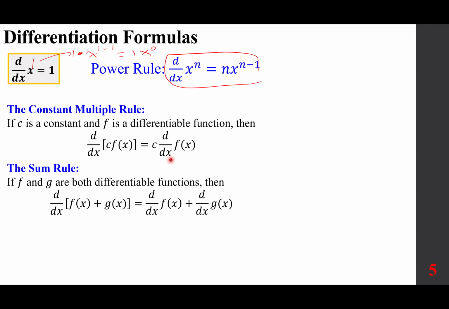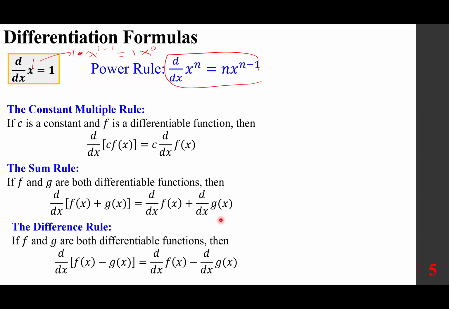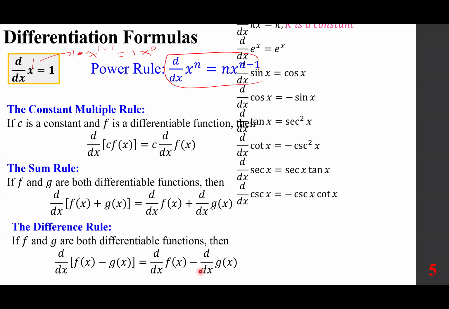The sum rule says the derivative of the sum is the sum of the derivatives. d/dx of f of x plus g of x is d/dx of f of x plus d/dx of g of x. And the difference rule says the derivative of a difference is the difference of the derivatives. d/dx of f of x minus g of x is d/dx of f of x minus d/dx of g of x. There's a bunch of formulas.